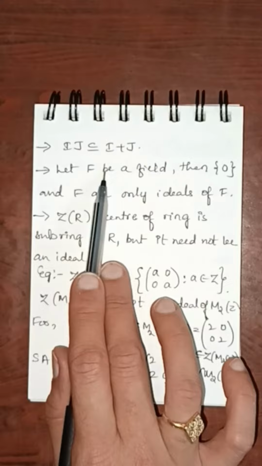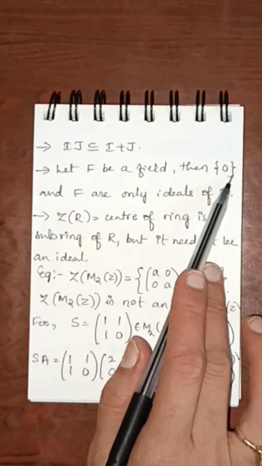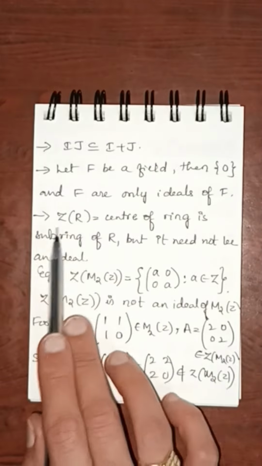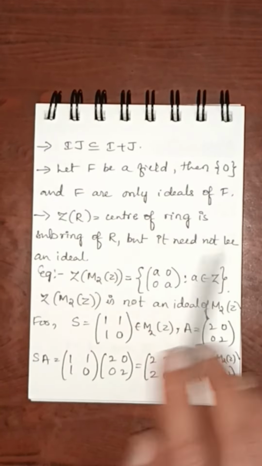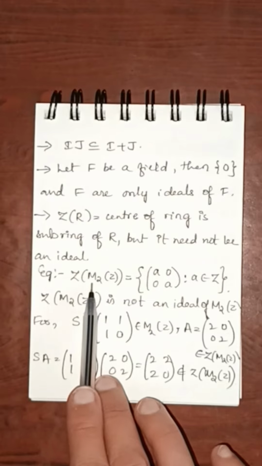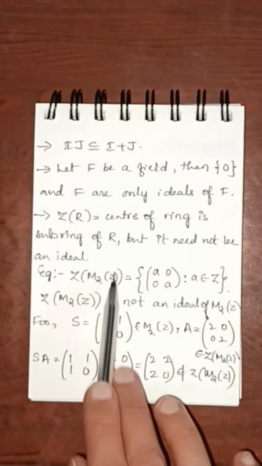If F is a field, then it has only two ideals. They are the trivial ideals: the set containing 0 and the set itself. Z(R), the center of a ring, is a subring of R, but it need not be an ideal. Say, for example, the center of M2(Z). Center means all those elements which commute with every element of the ring.